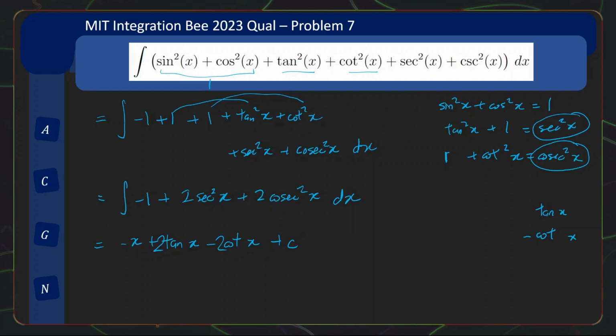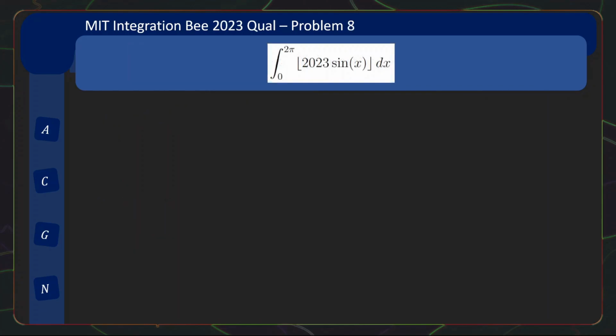Okay, so hopefully you enjoyed this problem too. It's pretty nice. Let's take a look at question 8, which is my favorite problem from this set. So we have the integral from 0 to 2 pi of the floor of 2023 sine x.